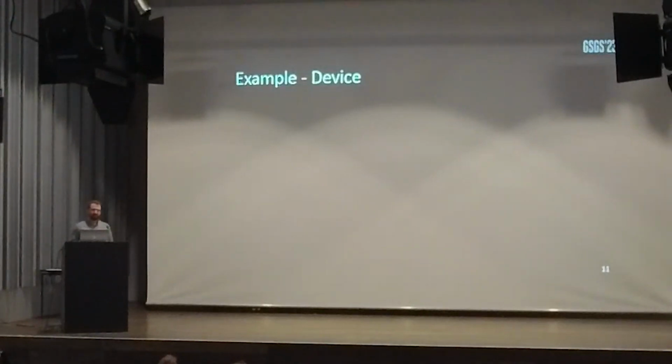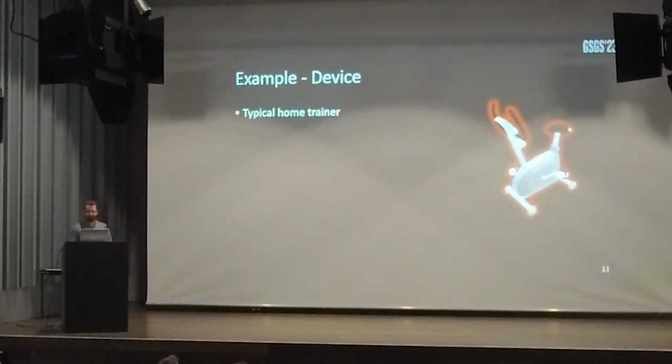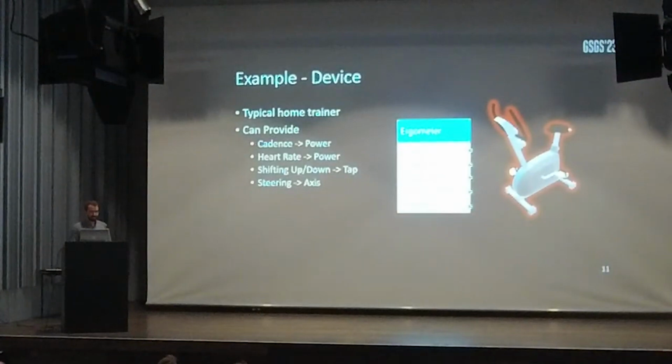I'll give you a short example, since it can be a little bit hard to imagine. Let's have a typical home trainer. This home trainer can provide us with several things. For example, the cadence, so how fast the pedals are spinning, can be mapped to a power. The heart rate, which is measured by the handles, could also be mapped to a power. Shifting up and down, we have 2 buttons. You can map that to a tap, and on this special device you have a little bit of steering, so you can map that to an axis. Now we've broken down that device into its components, so we don't have to think about specific implementation, we just need to know what it can provide.